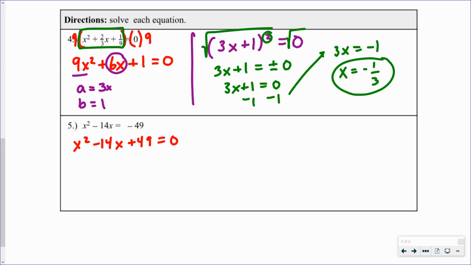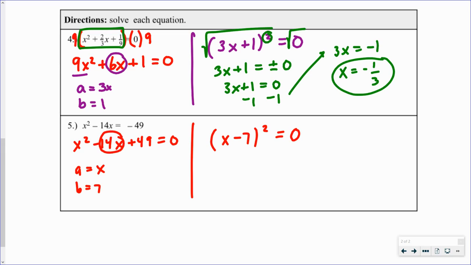The first term, is that a perfect square? Yeah, the square root of x squared, in this case, will be x. Square root of 49 is 7. So b is going to equal 7. And then again, we're just looking at the absolute value of this middle term. So 14x, is that 2ab? So 2 times x times 7 is 14x. So this is a perfect square trinomial. So this will factor to x minus 7 quantity squared equals 0, because the linear term is negative and the constant term is positive on our original expression.